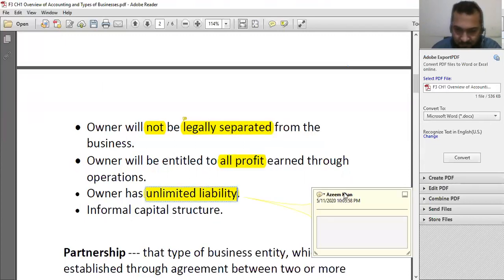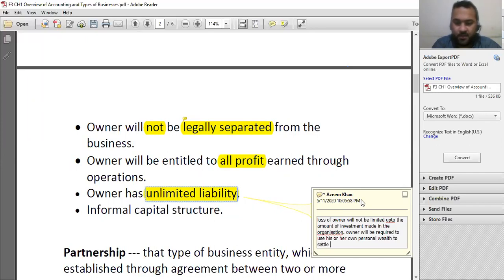As you have explained, it means that the loss of the owner will not be limited up to the amount of investment made in the organization. The owner will be required to use his or her own personal wealth to settle the loss of the business. Clear or not? Unlimited liability.